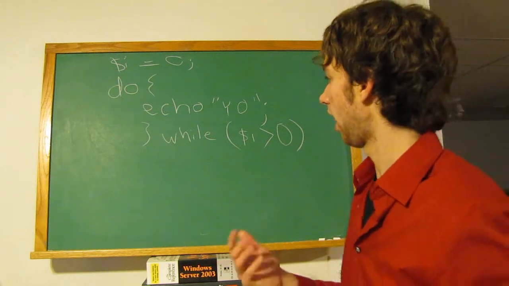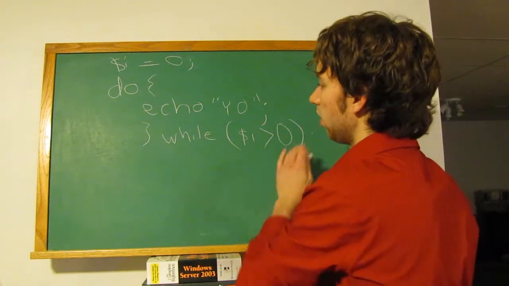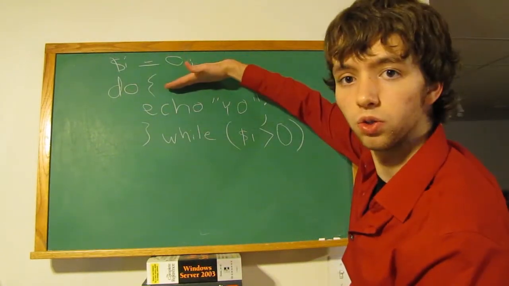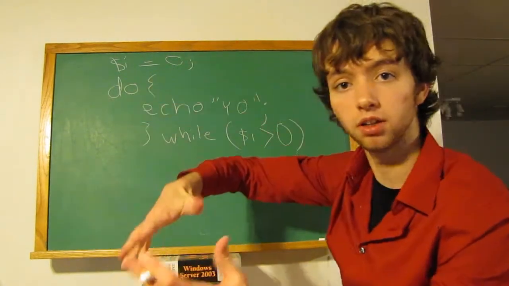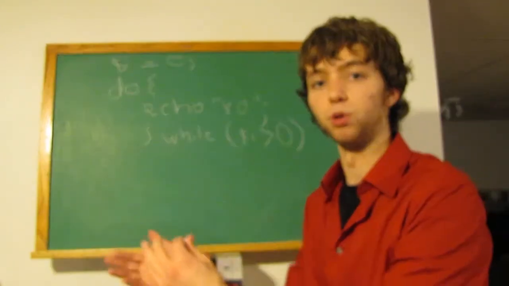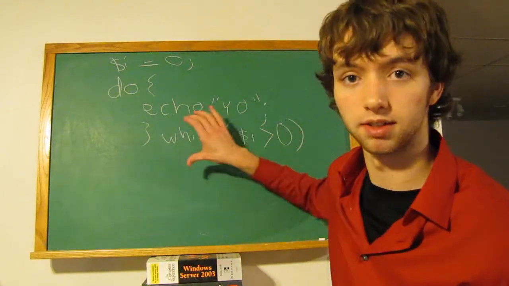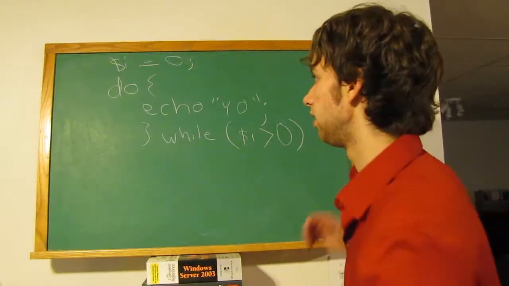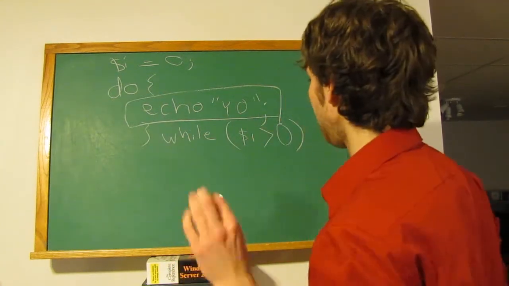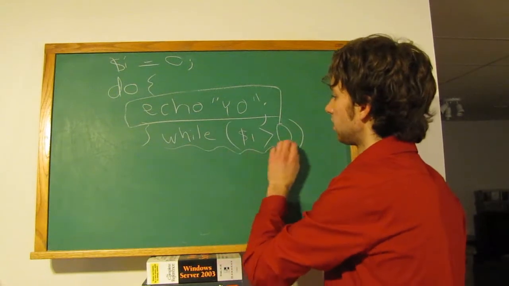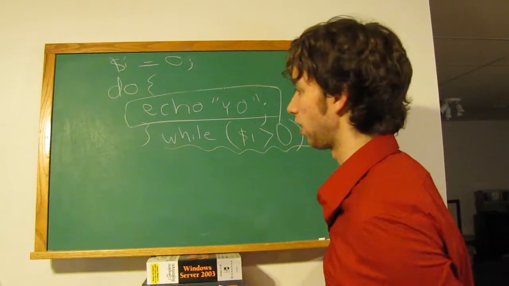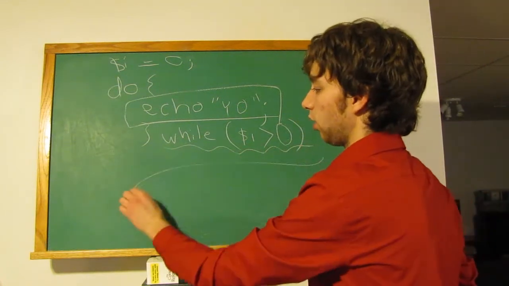Alright, so how is this different at all? The main thing is that the do is what we're doing. The while is what we're testing. In a while loop, we test it and then we do it. In a do loop, we're going to do it and then we're going to test it. So if this was run, it's going to echo yo. That's the very first thing it's going to do. And then it's going to test if $i is greater than 0, and it's not. So therefore, it's going to end and keep going within the program.